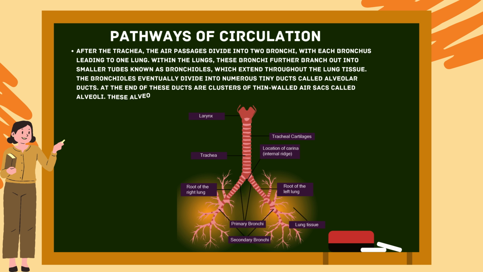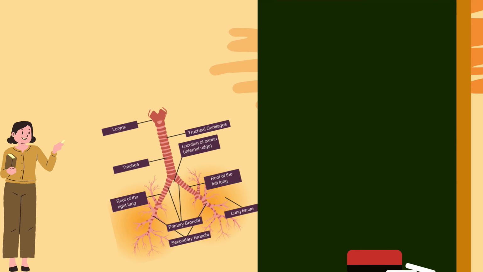At the end of these ducts are clusters of thin-walled air sacs called alveoli. These alveoli resemble bunches of grapes, with each cluster of alveoli known as an infundibulum.